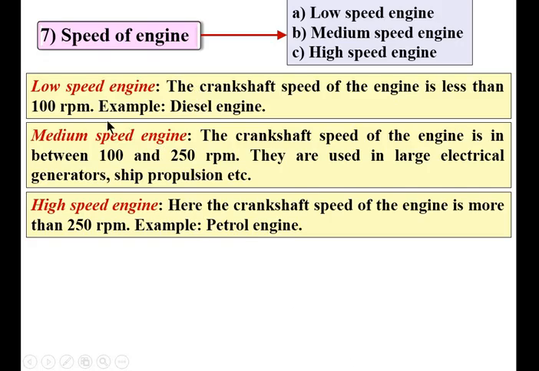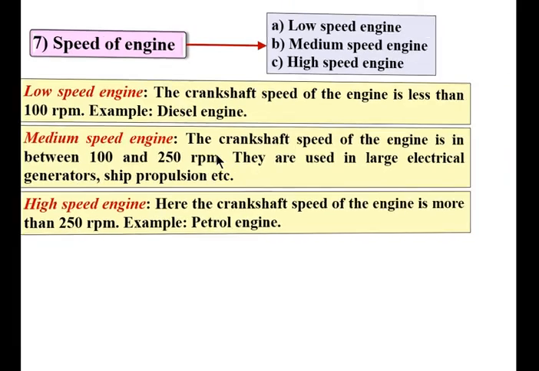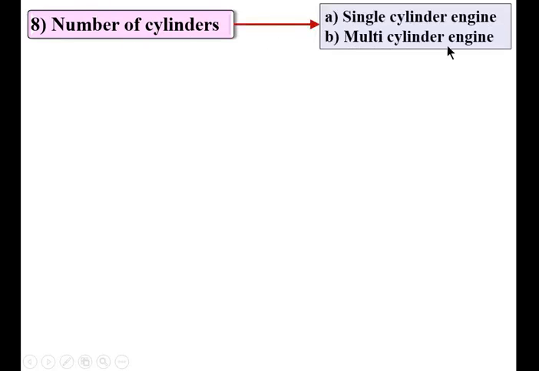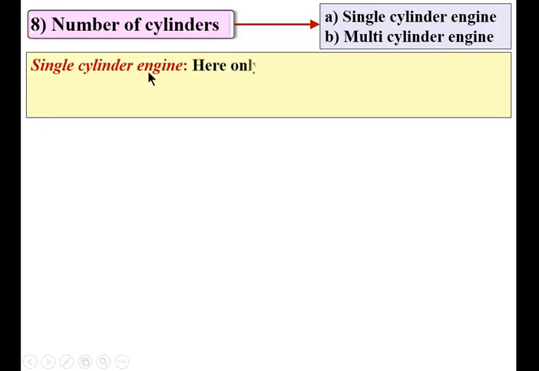You need to remember, up to 100 rpm is called a low speed engine, more than 250 rpm is called a high speed engine, and in between 100 to 250 is called a medium speed engine. Next, according to number of cylinders, single cylinder engine, multi-cylinder engine.